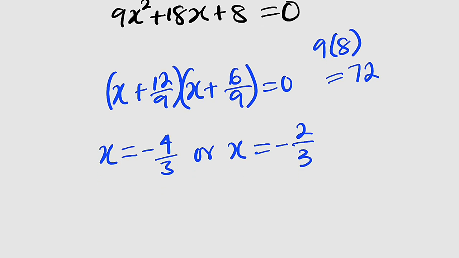So definitely you can see that negative 4/3 is twice negative 2/3, because the moment you multiply this by 2, that will give you this. Therefore, the roots of this quadratic equation are in such a way that one is twice the other. Thank you for watching.